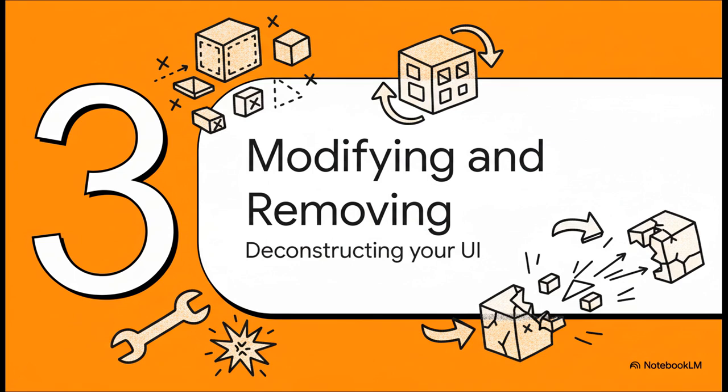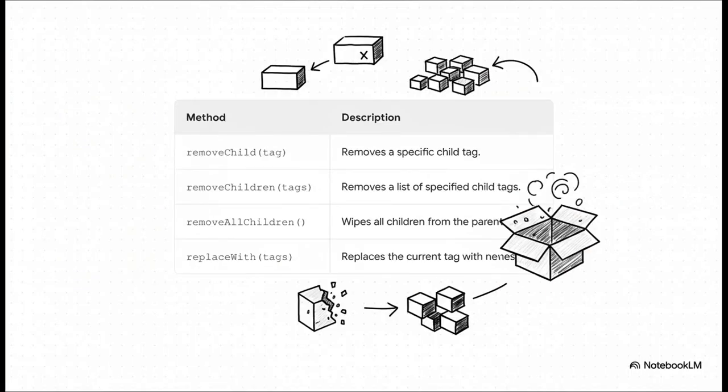Okay, so we're getting pretty good at building things up, but just as important is knowing how to take them apart. So let's dive into modifying and removing elements. And wow, the framework gives you some serious firepower here. You can be surgical with remove_child to just pluck out one specific tag. Or you can use remove_children to take out a whole group of them at once. Feeling destructive? Remove all children will wipe the slate clean.